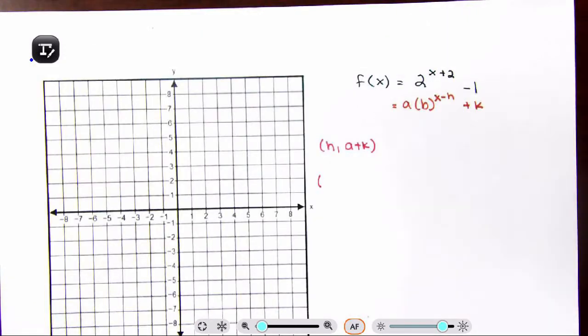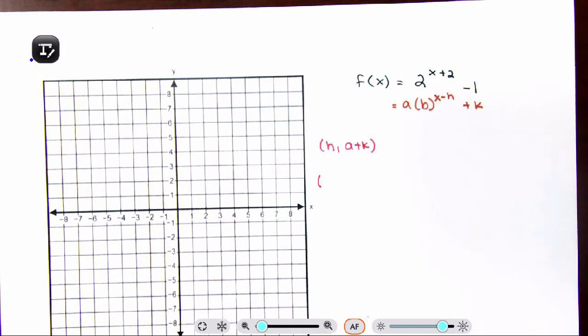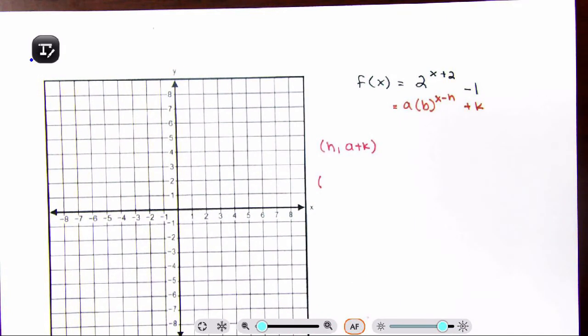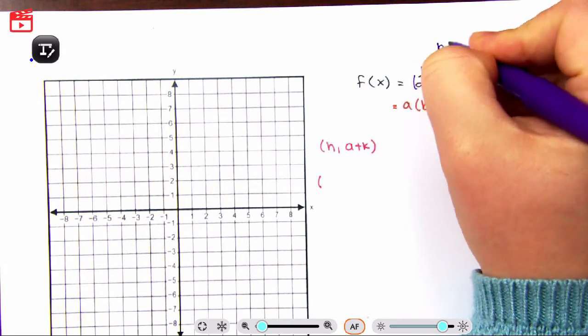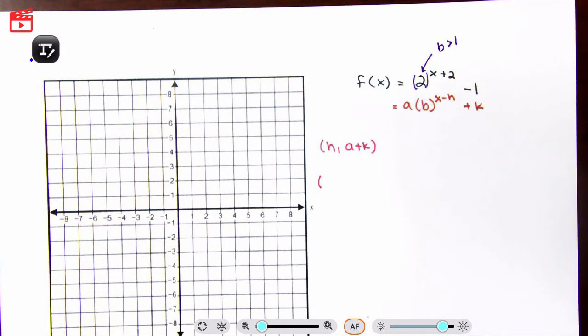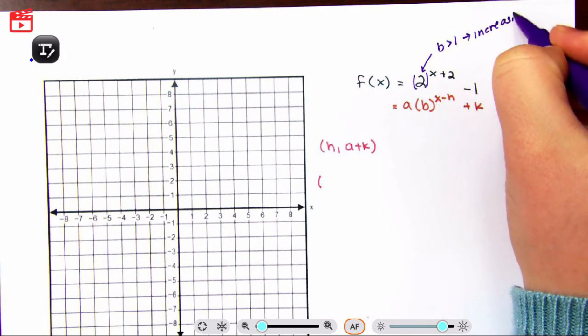So how do you know which one's increasing and decreasing? Well, actually one way, since we don't have a graph, that's what we're trying to do. You're looking at your B value. If your B value is greater than 1, you have an increasing function. If your B value is less than 1, you have a decreasing function. So since we know our B value now is greater than 1, obviously 2 is bigger than 1, we have an increasing function.